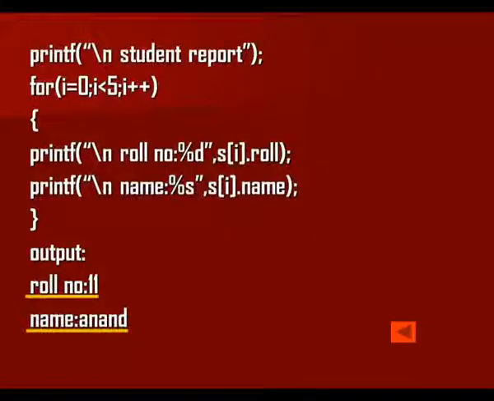And finally the output is printed for the first one. Similarly for the second one, the output will be roll number 12 and name as Kumar. So this is how an array of structures is defined, declared and accessed using structures in C.